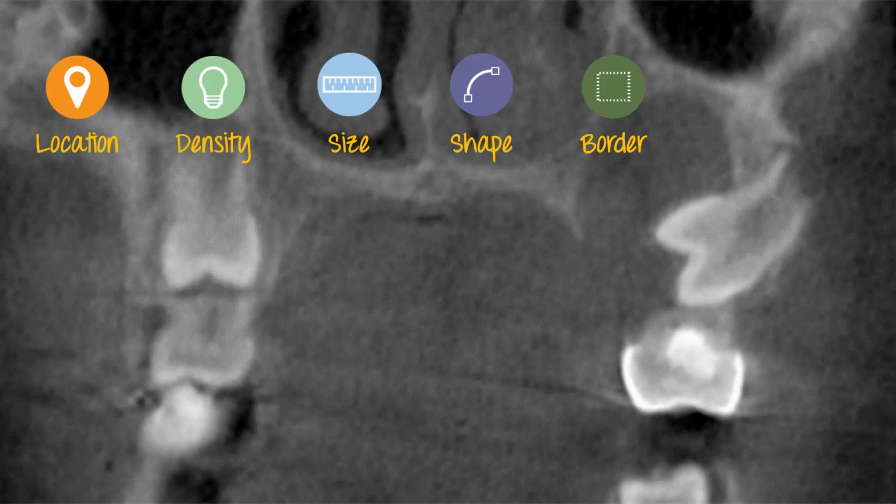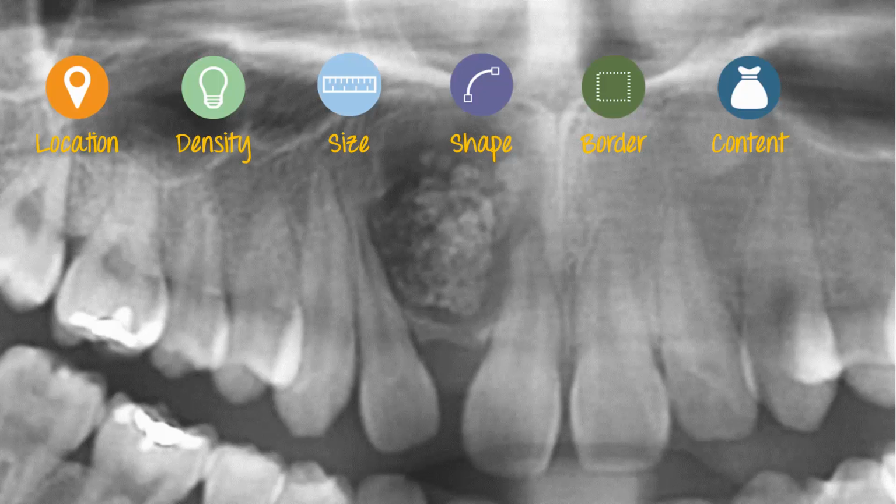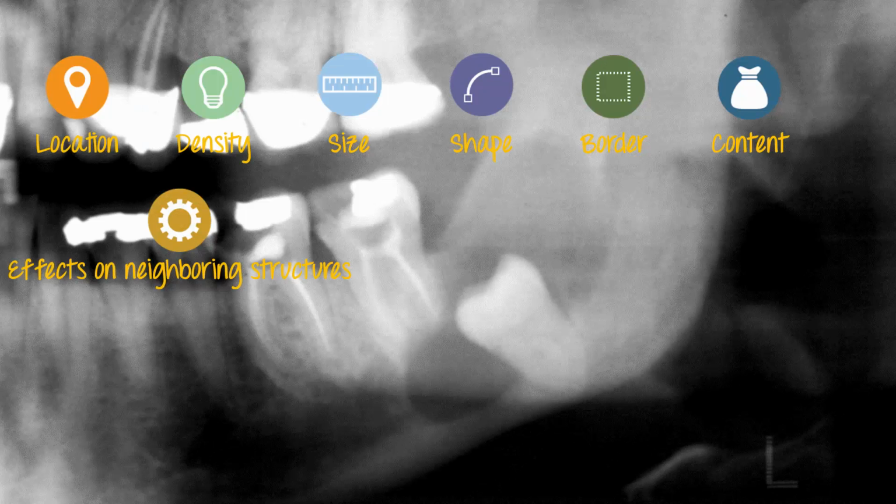The sixth feature is a radiographic feature that we may not see in every lesion, and that is the content inside a lesion. What is the content in this lesion? Is there any radiopaque content inside this lesion, or multiple radiopaque entities? The final feature, and a very important one, is the effect of the lesion on the adjacent structures.